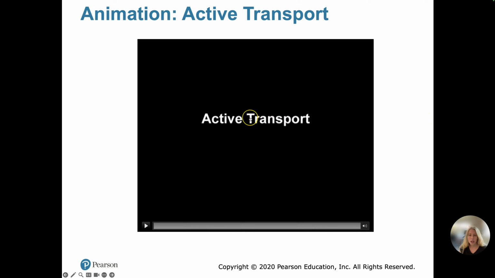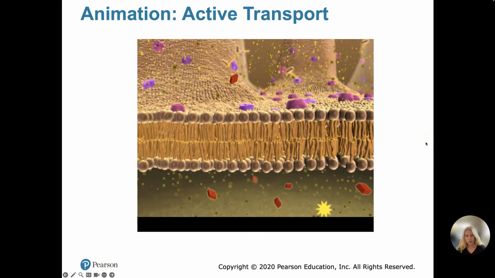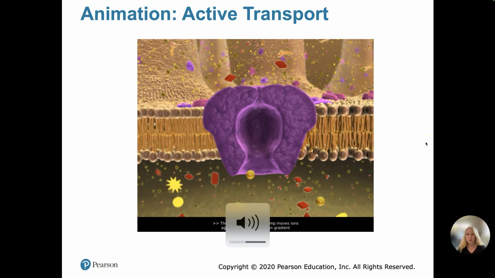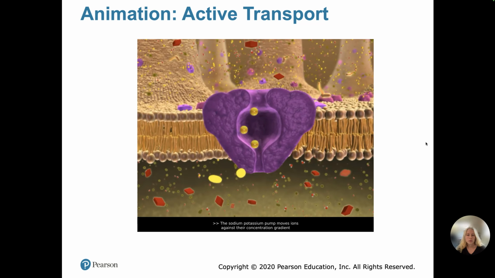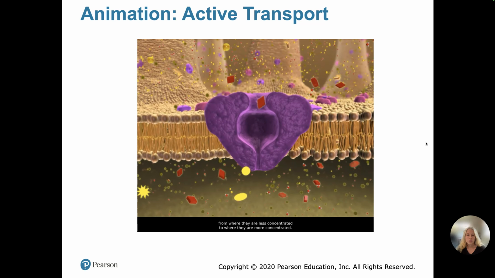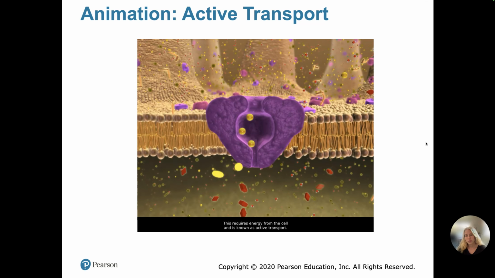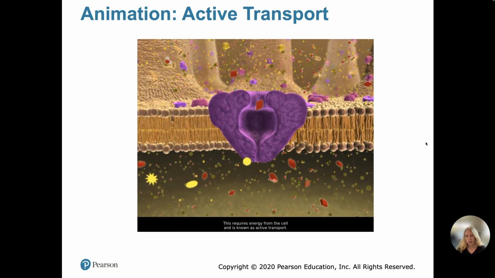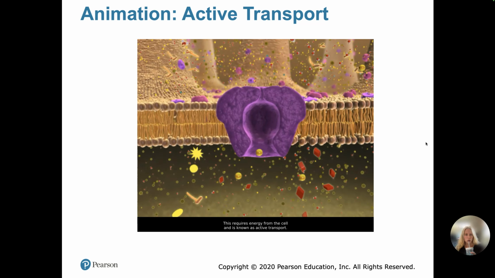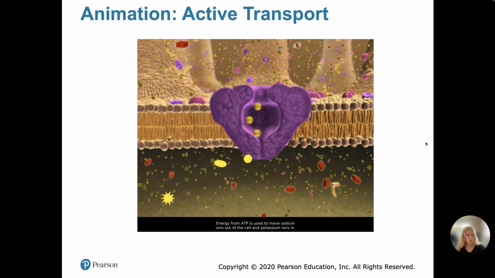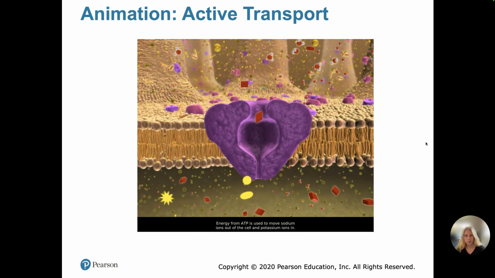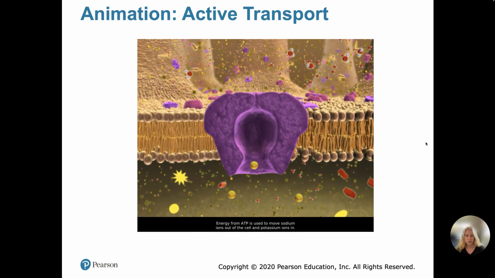This animation provides a better visual image for how active transport occurs. The sodium-potassium pump moves ions against their concentration gradient, from where they are less concentrated to where they are more concentrated. This requires energy from the cell and is known as active transport. Energy from ATP is used to move sodium ions out of the cell and potassium ions in.